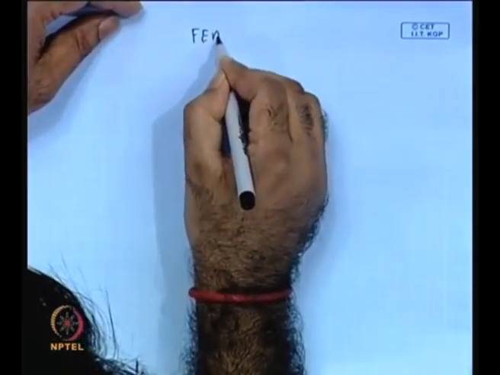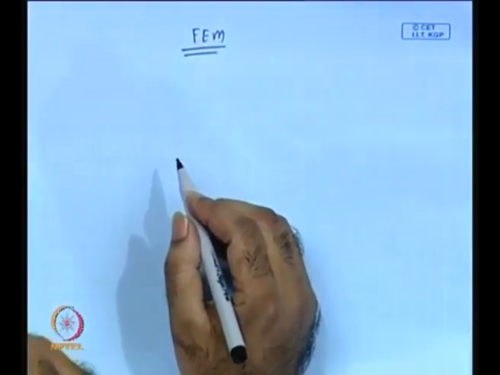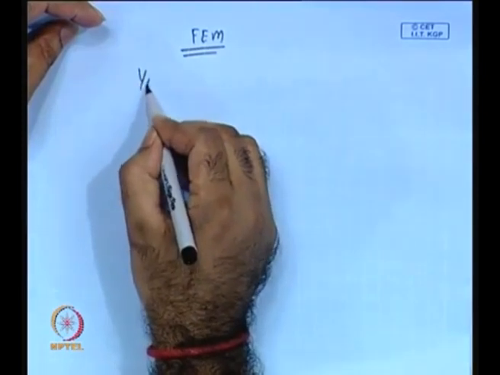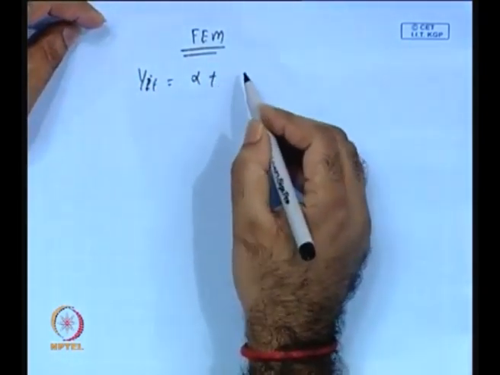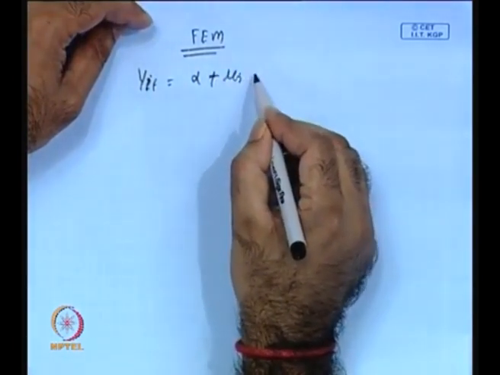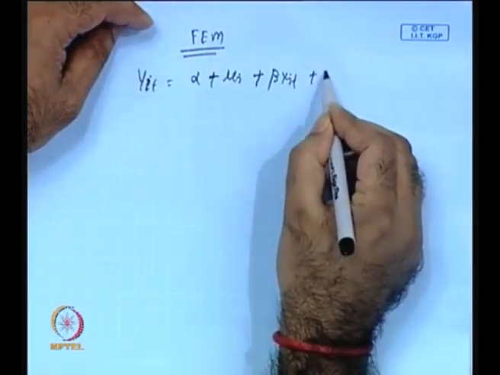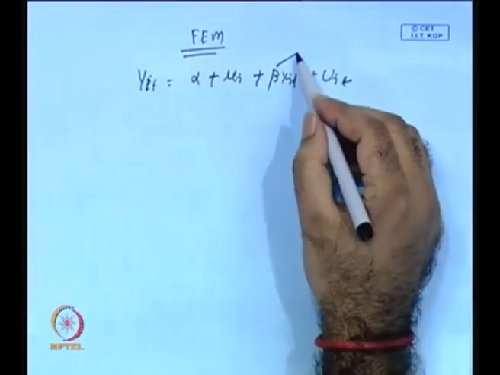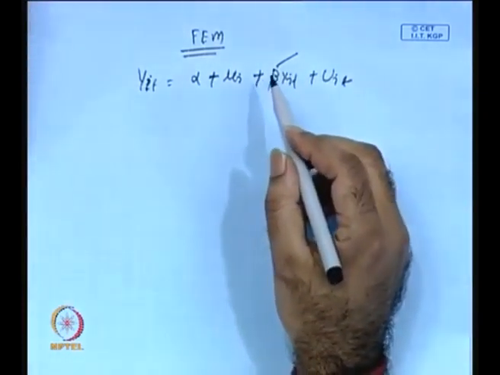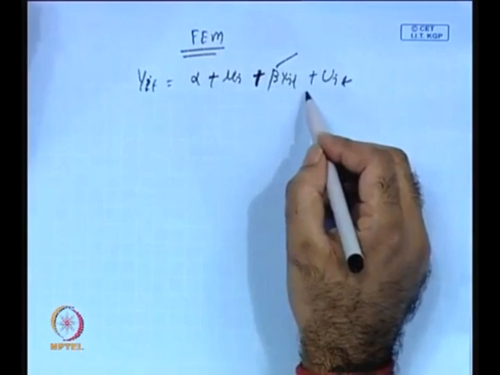Before going to panel data modeling, the basic structure of pooled data modeling must be known to us, and that is what we have discussed. Now we will move to fixed effect modeling. What is the structure of fixed effect modeling? The general framework is like this: y_it equal to alpha plus mu_i plus beta x_it plus u_it. Here we are assuming the slope remains constant. In both cases we are assuming the slope remains constant, so the structure is like this.